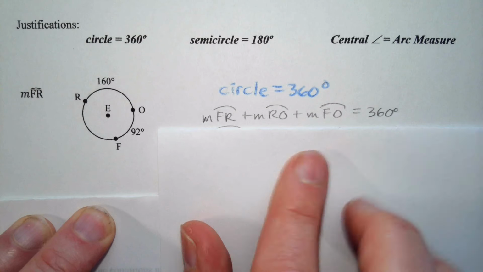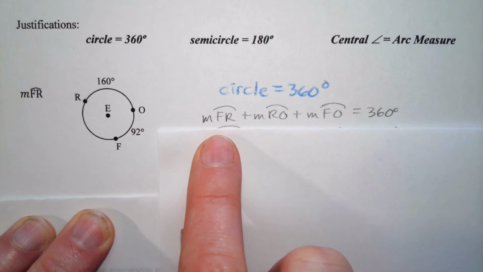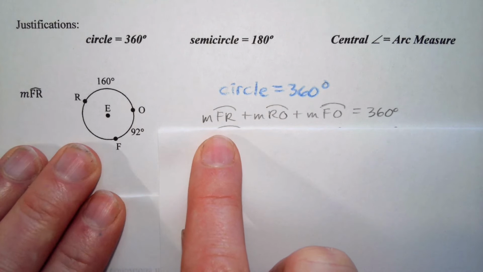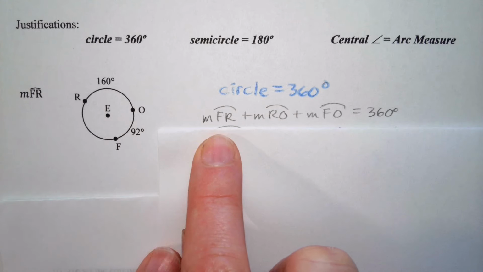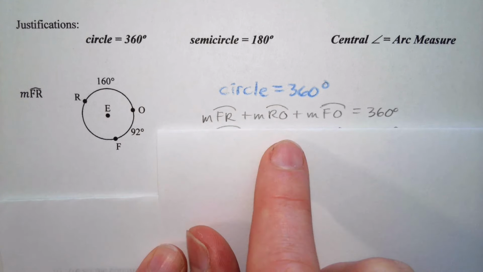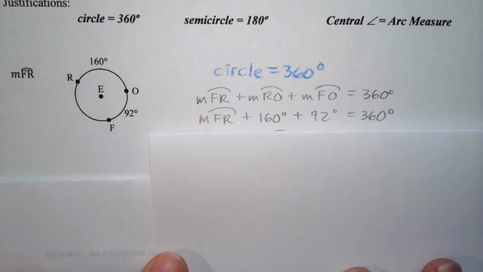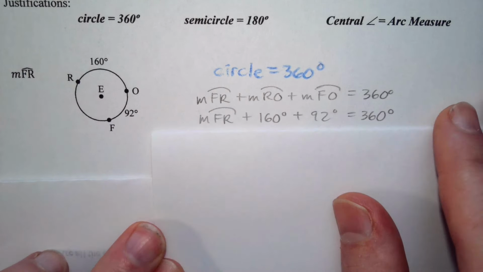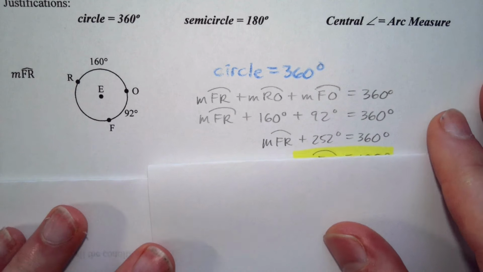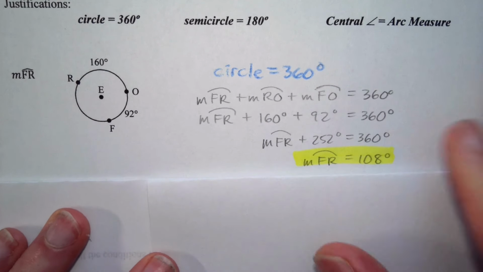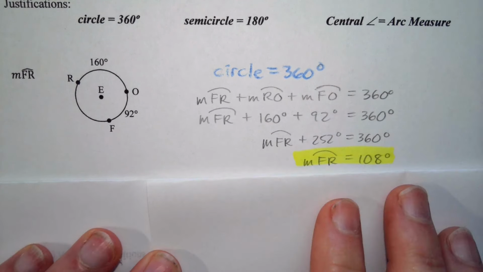Second step, write down an equation using the names of the parts that we are using. So the measure of arc FR plus the measure of arc RO plus the measure of arc FO equals 360 degrees. Substitute the values inside your equation. Simplify, and then our answer at the end is the measure of arc FR is 108 degrees.